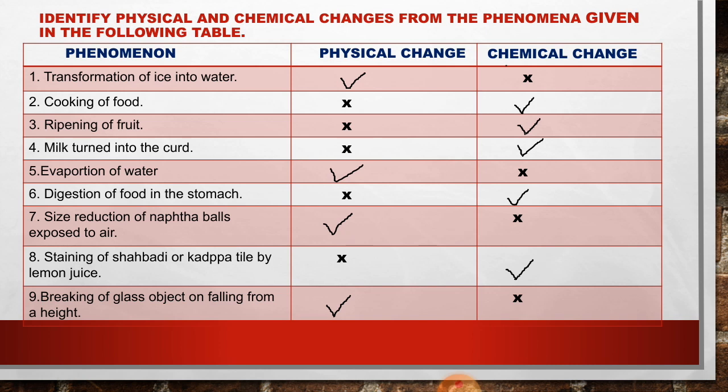Then staining of a Shahabad or Kadappa tile by lemon juice. Why does the tile get stained by lemon juice? Because here some chemical reaction takes place. It undergoes a certain kind of chemical reaction, so it is a chemical change. And breaking of a glass object on falling from a height is a physical change, where it doesn't undergo any chemical change.